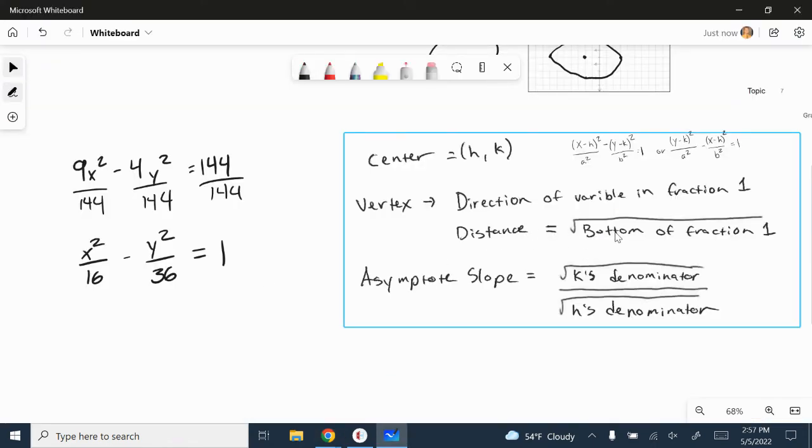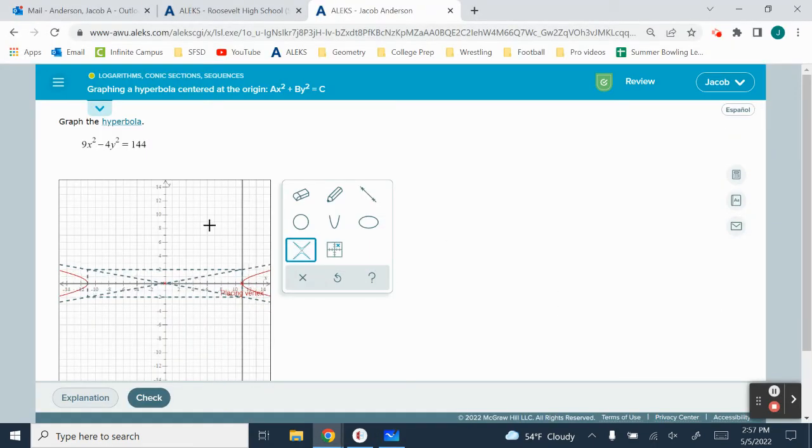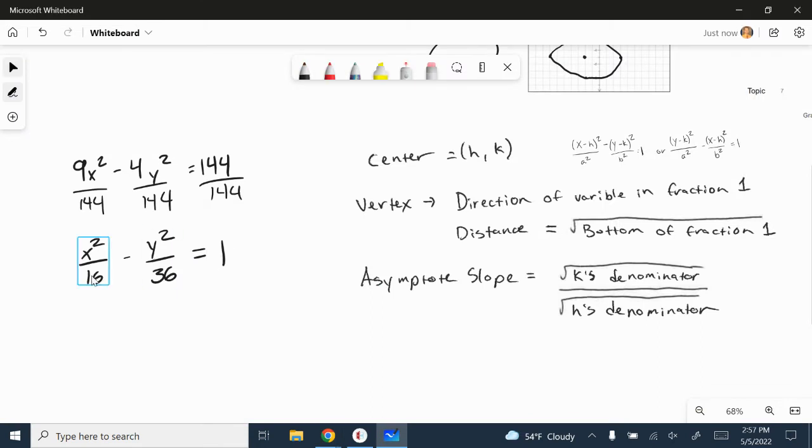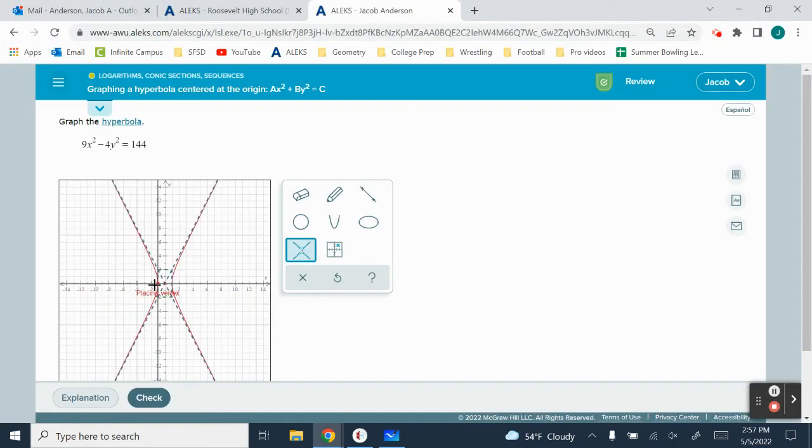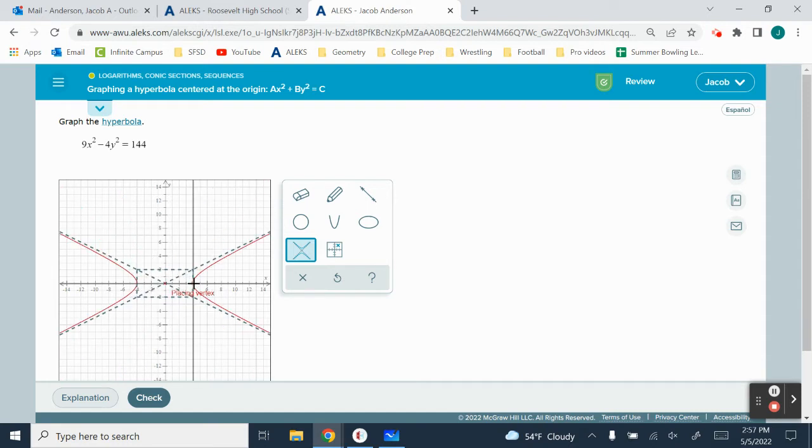The distance is going to be the bottom of fraction 1 square rooted. My fraction was 16, so square rooted, that would be 4. So I'm going to move 4 in either direction. 1, 2, 3, 4, right there.